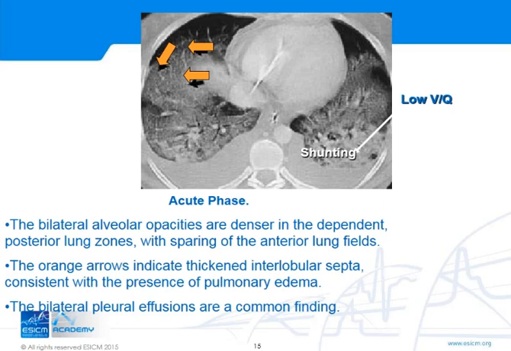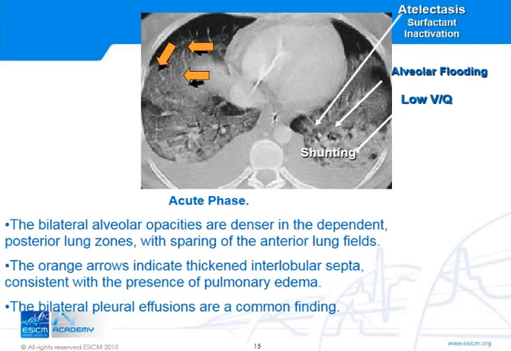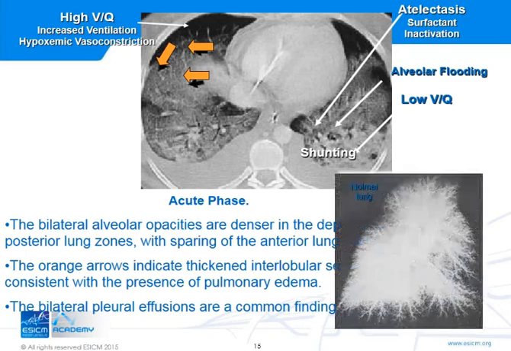One thing that you have to keep in mind is that in this area the VQ is low, and there is a sort of alveolar flooding over there. And the presence of the edema may compress other parts of the lung, causing atelectasis and inactivation of the surfactant. But at the same time, in the upper part of the lung, in the parts that are not lying on the bed, you may see a high VQ ratio, where there is an increased ventilation and at the same time the effect determined by the hypoxic vasoconstriction.